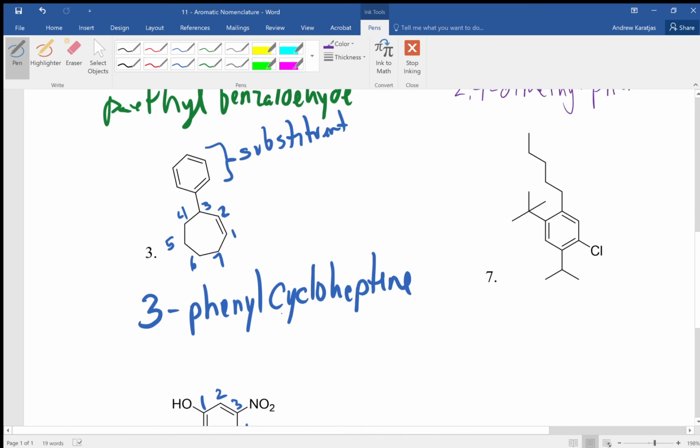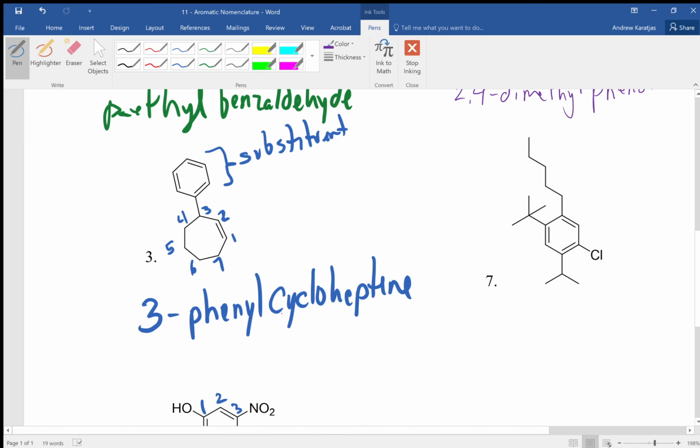And finally, in number 7, very similar to number 5, we're going to have to number this based on alphabetical order. So of the 4 groups we have a pentyl up at the top, a tert-butyl next to it, and at the bottom we have an isopropyl and we have a chlorine. So of those, we know that tert-butyl, beginning with B, is going to come first alphabetically. And so that makes that carbon number 1. And then we go around to the right.